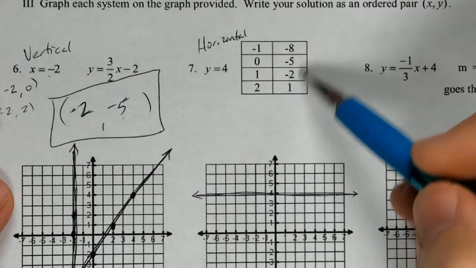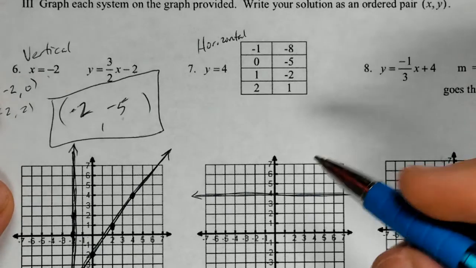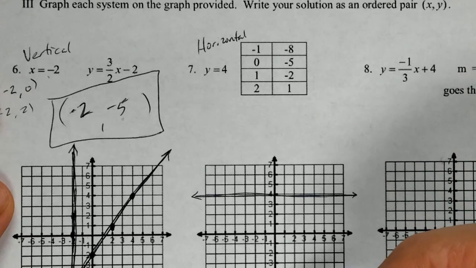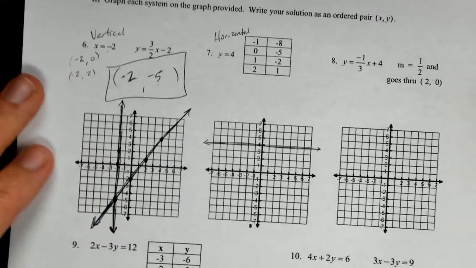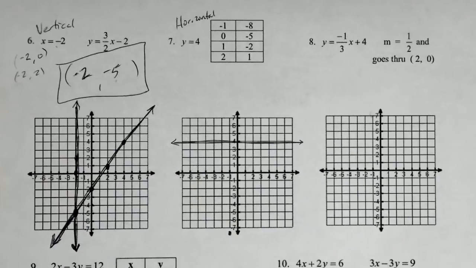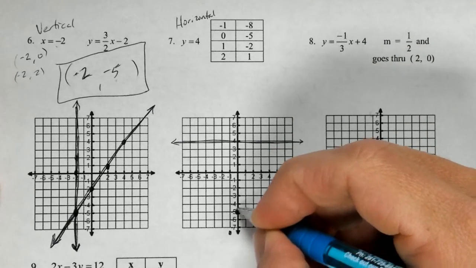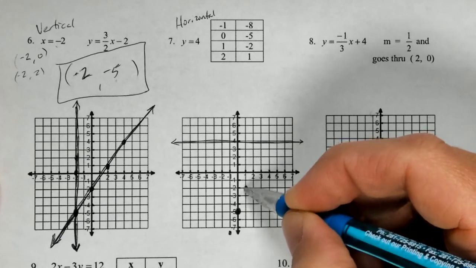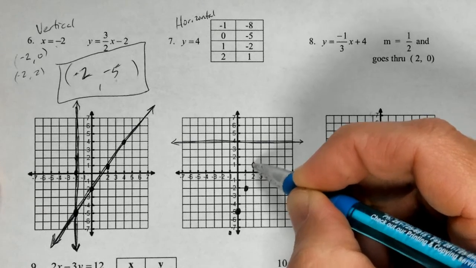Now I want to look at my table, right? So my table, I have 4 points here. So let's go ahead and plot those 4 points. Negative 1, negative 8. Well, that's off the graph. That's down here. Sorry, you can't see that. But I can plot 0, negative 5. That's that point right there. I can plot 1, negative 2. That's that point right there. I can plot 2, 1. That's that point right there.